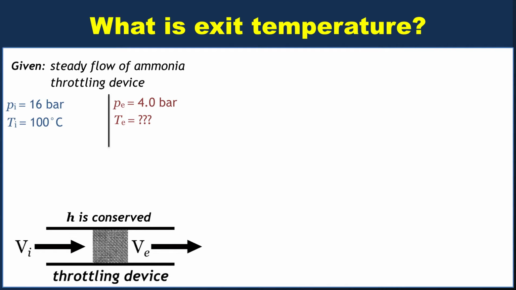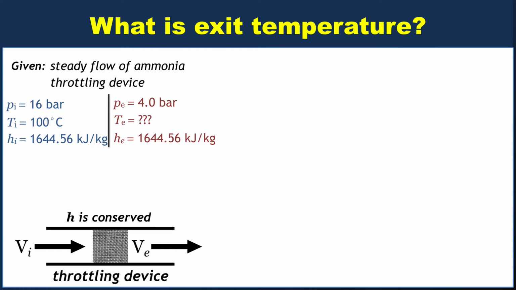Often this will be the case that a throttling device is used to lower the pressure of a fluid passing through. So if we have this information, we can look in the back of our book to determine the specific enthalpy, knowing that the inlet and exit values must be the same. So if we look at the table for ammonia vapor, pressure of 16 bar, temperature of 100 degrees C, we find that the specific enthalpy at the inlet is 1644.56 kilojoules per kilogram. It has to be the same at the exit because this is a throttling device.